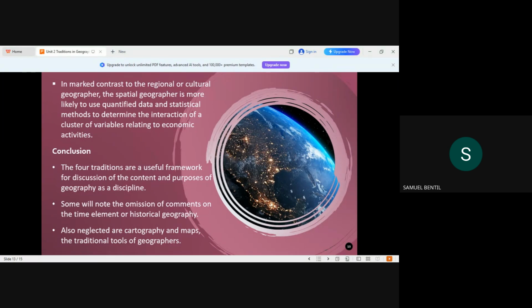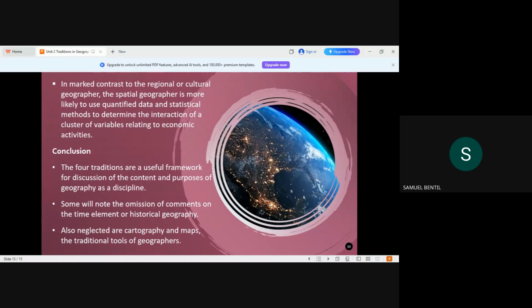In contrast to the regional or cultural geographer, the spatial geographer is more likely to use quantified data and statistical methods to determine the interaction of a cluster of variables relating to economic activities, unlike the regional and cultural geographer, who seem to be more subjective in nature. Are you with me? So, in conclusion, the four traditions are a useful framework for discussions of the content and purposes of geography as a discipline.